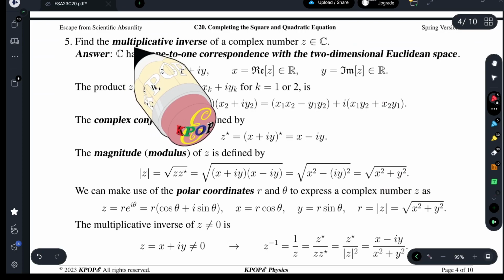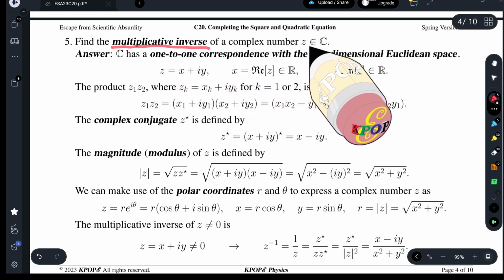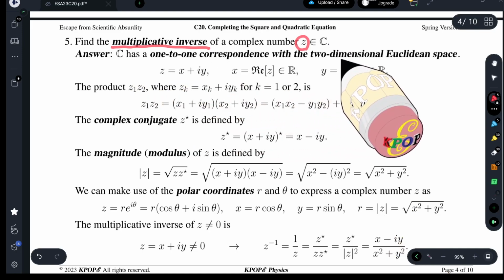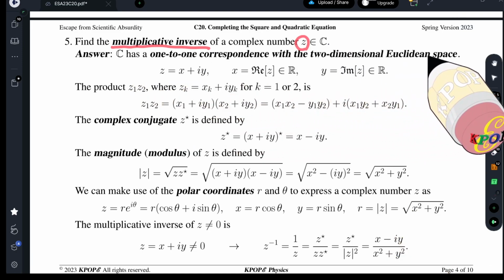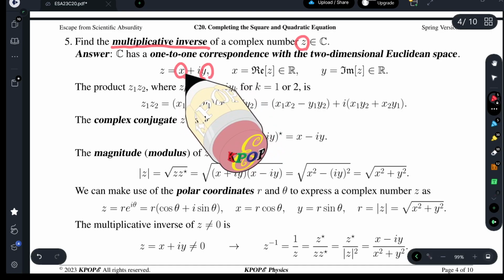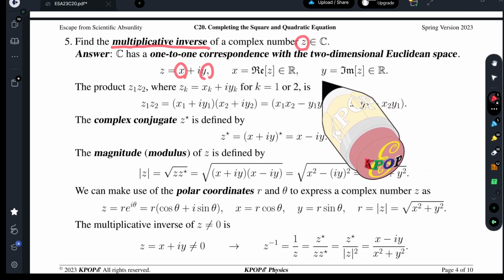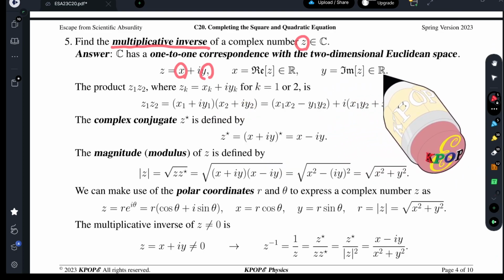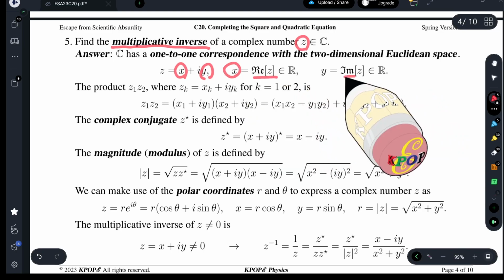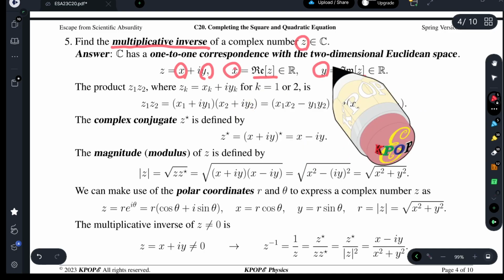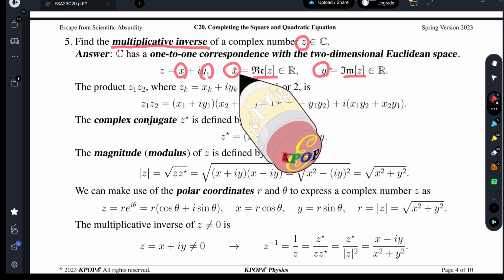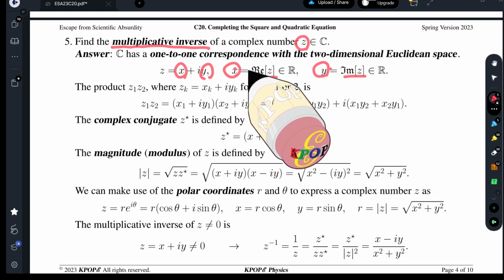Now, we find a multiplicative inverse of a complex number z. C has a one-to-one correspondence with the two-dimensional Euclidean space because the real part x and imaginary part y can be the Cartesian coordinates of the two-dimensional Euclidean space. So the real part of z is x, the imaginary part of z is y, and these two can be identified as the two Cartesian coordinates of the two-dimensional Euclidean space.